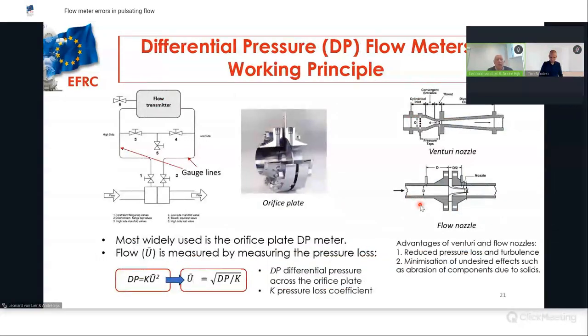The first meter which I will discuss is a so-called differential pressure or delta P flow meter. The working principle is given in the left-hand side picture. So you have the pipe here, you have a restriction element, and the most applied restriction elements are the orifice plates, of which you see an example here. There's a plate with a hole, but also the Venturi nozzle or a flow nozzle can be used, which have some advantages. The pressure over this element is measured via the so-called gauge lines, and the signal will be processed further in the flow transmitter.